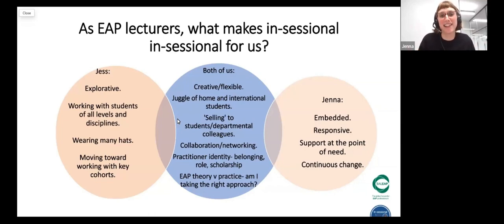So I know that when I'm selling to students to ask them to sign up to my In-Sessional, I have a big focus on assessment support. And then what I do in the class is something completely different. And it's wondering, am I taking the right approach?